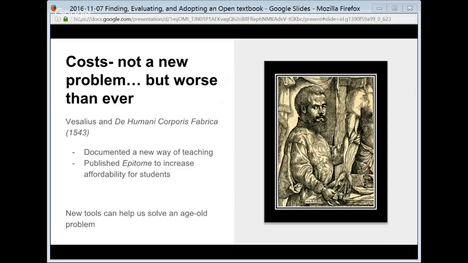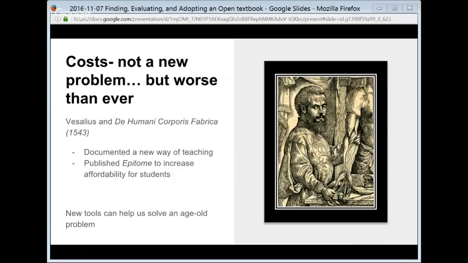And he was working on some of the same kinds of problems that we see today when we talk about textbooks. He recognized that his students could not afford to buy this textbook that was quickly becoming the standard for anatomical education in his day. So he published an epitome, which was dense, so that his cash-strapped medical students would be able to afford it.